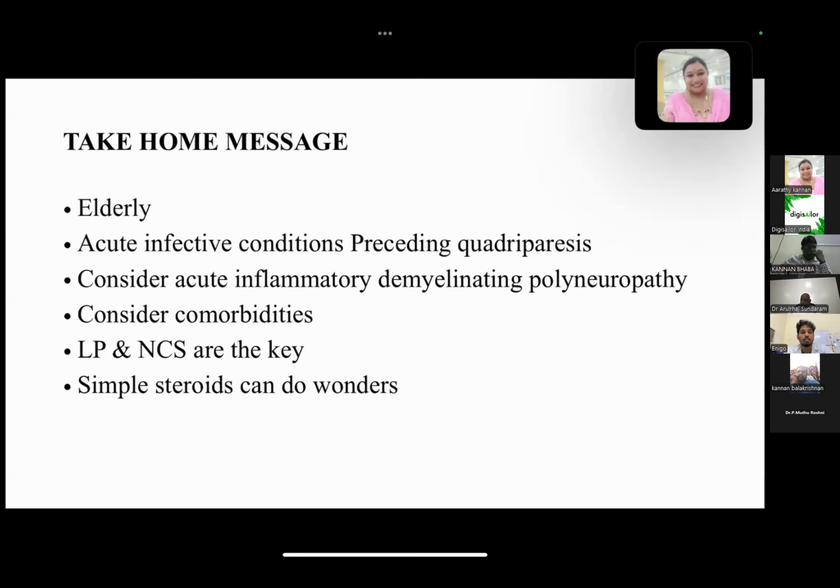So the take-home message of this case is that an elderly patient with an acute infective condition presenting with quadriparesis should make us consider acute inflammatory demyelinating polyneuropathy, and consider other comorbidities too. And lumbar puncture and nerve conduction study are the key to diagnose this condition. And even simple steroids can do wonders in this case.